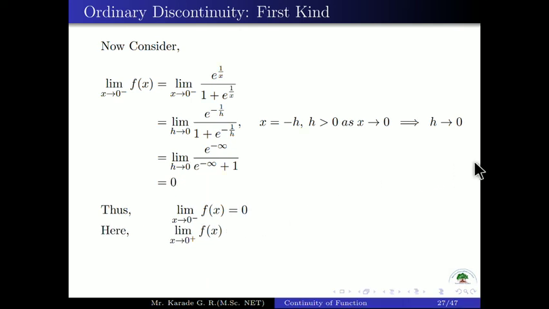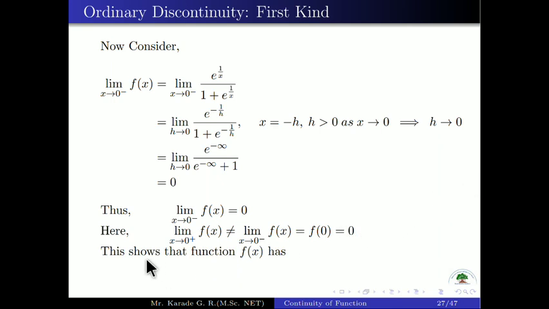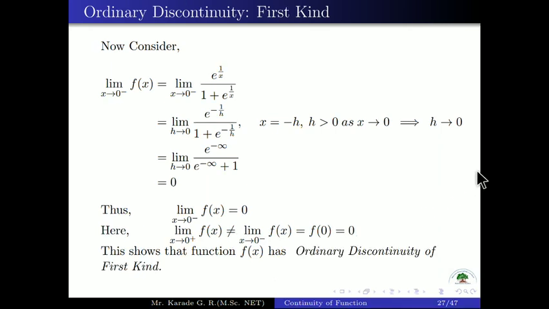Thus the right hand side limit is not equal to the left hand side limit, and f(0) is equal to 0. This shows that the function f(x) has ordinary discontinuity of first kind.